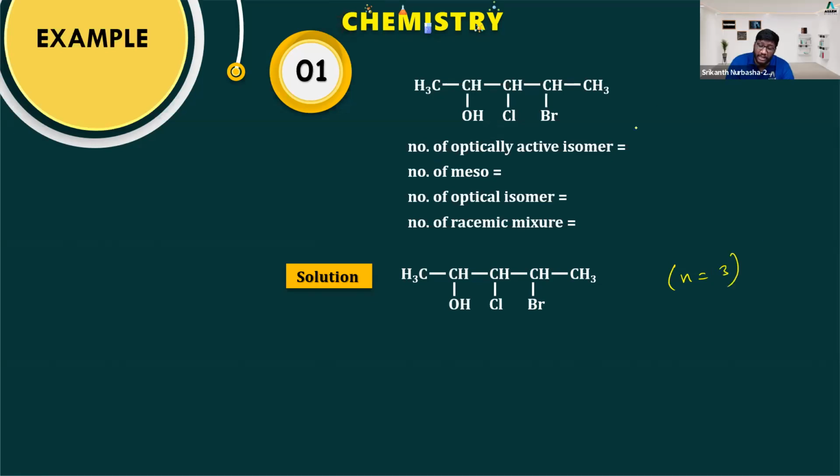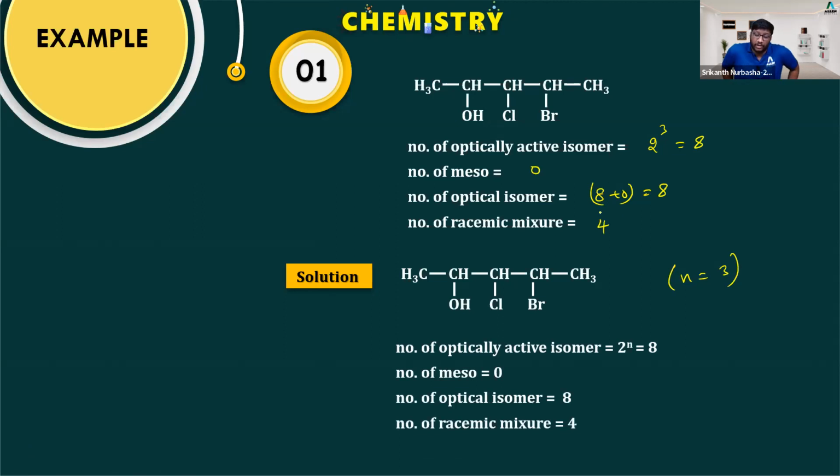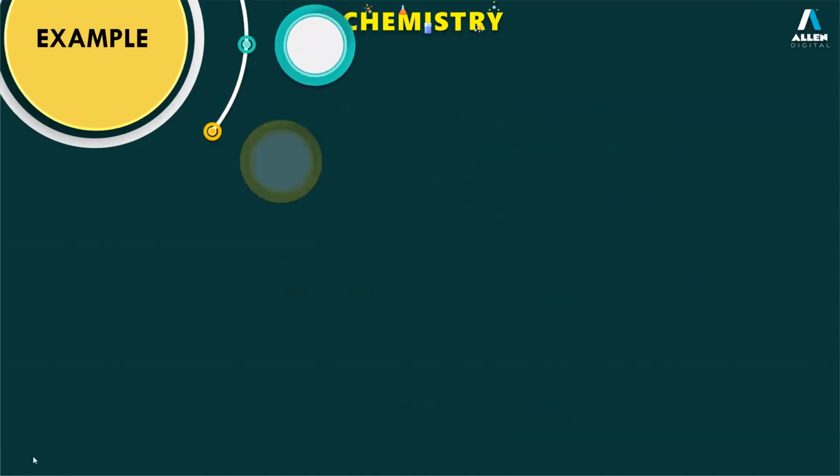So number of optically active isomers will be 2 power 3, that is equal to 8. Number of meso is 0. Number of optical isomers is 8 plus 0, that is equal to 8. Number of racemic mixtures is going to be 4. Yes or no? That is half of the optically active isomers, that is 4 racemic mixtures you are getting. Is that clear or not? Yes, sir, just based on the formula we have to apply this. Try to solve the next question.